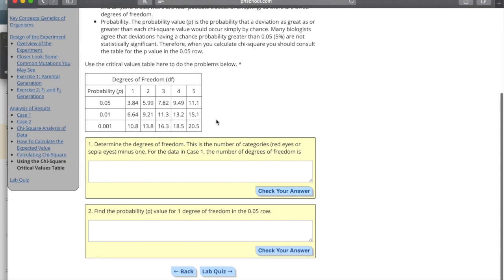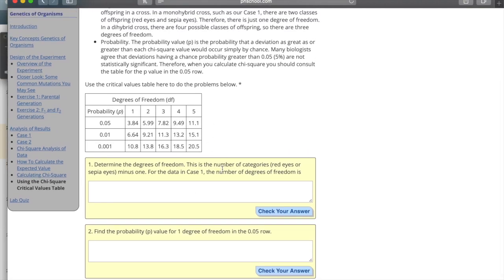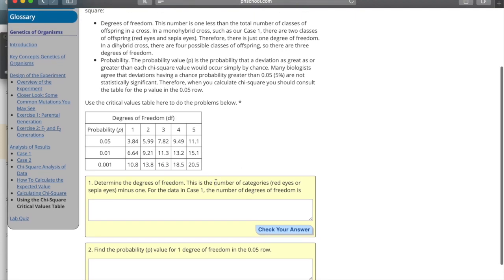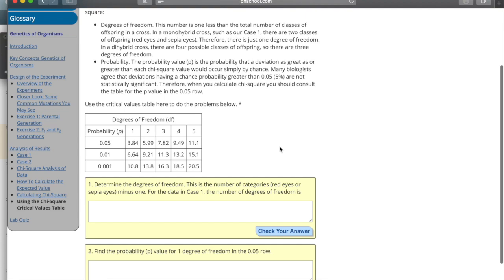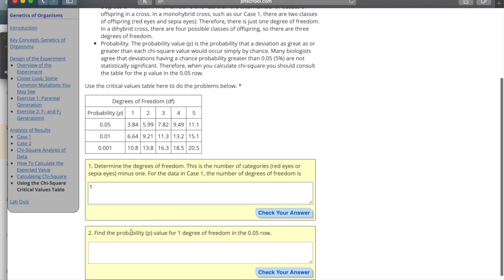And now it is asking us to determine the degrees of freedom. This is the number of categories, red eyes or sepia eyes, minus 1. So remember, we're looking at case 1 here, and it's a monohybrid cross. So how many potential outcomes there are, and we're considering the phenotypes, right? So it's either they have sepia eyes or they have red eyes. So there's 2. That means that we're only going to have 1 degree of freedom because it's the amount of classes minus 1.